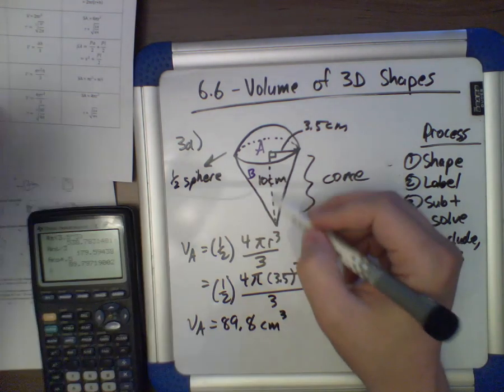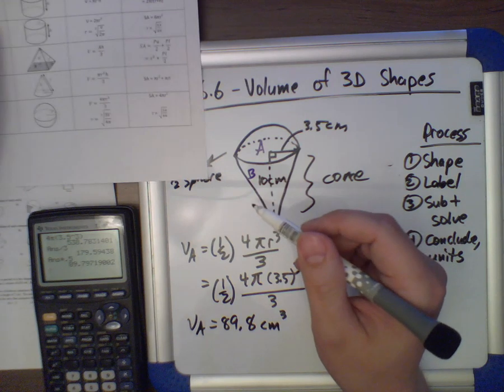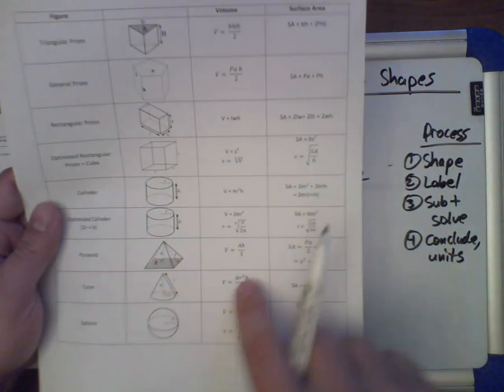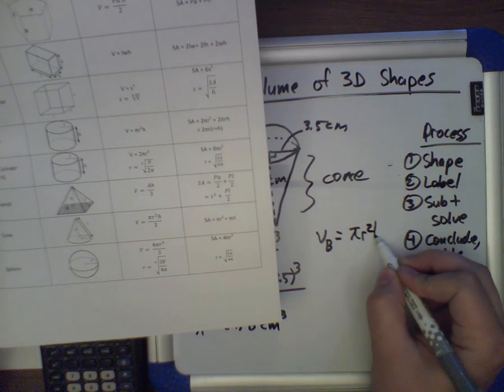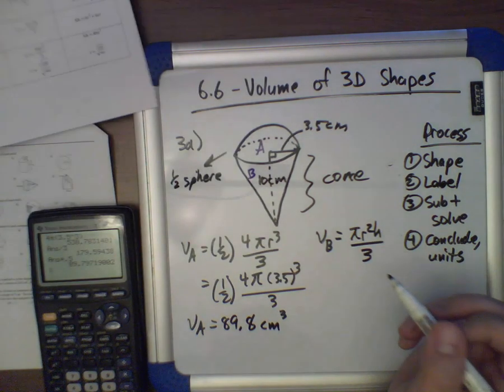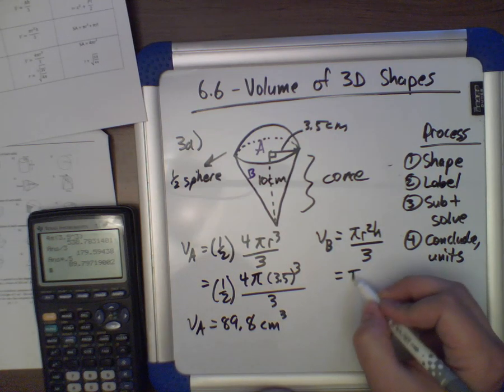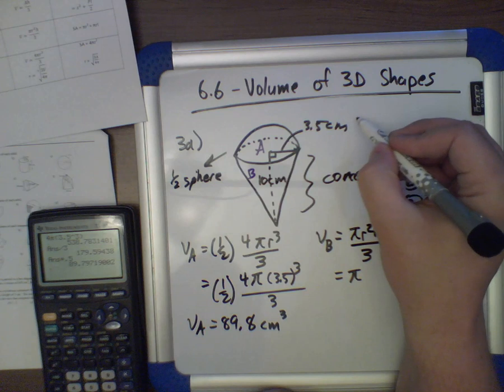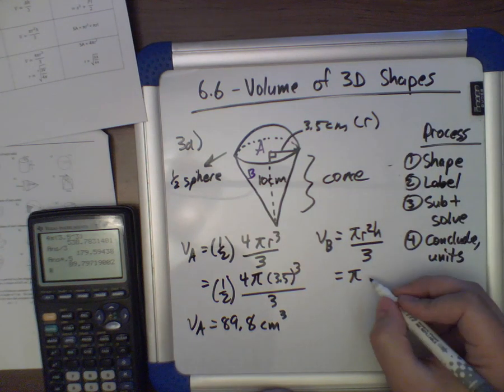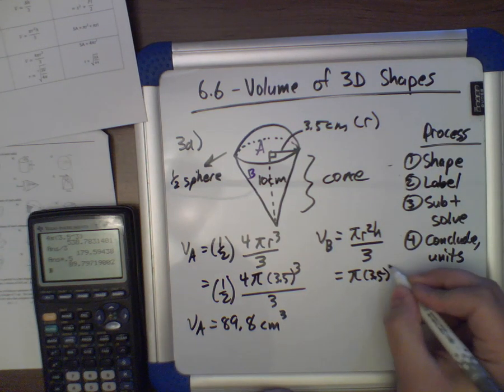So it's an entire cone. I don't need to cut it in half or anything. Look at my sheet. Volume of a cone is pi r squared h over 3. So pi, do I know the radius of a cone? Yes, that's our value right here. That's my r value. So 3.5 squared.